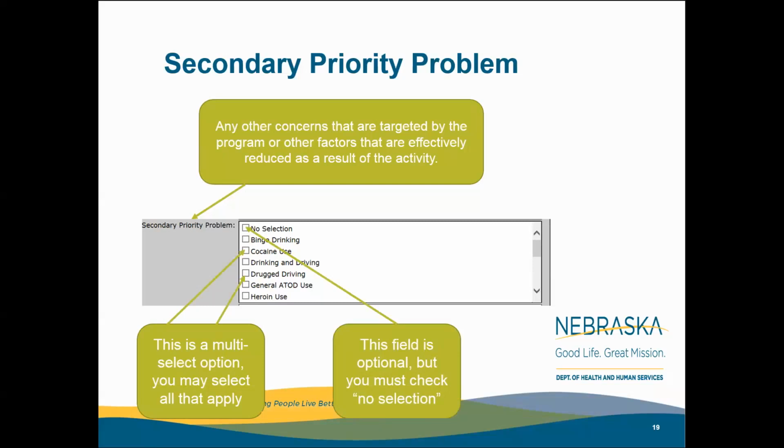This field also has a no selection option. If you do not have another substance or another problem that is being dealt with by your program, you can select no selection and just have a primary priority problem, but the primary priority problem is not a negotiable field. You must enter an answer in that field.